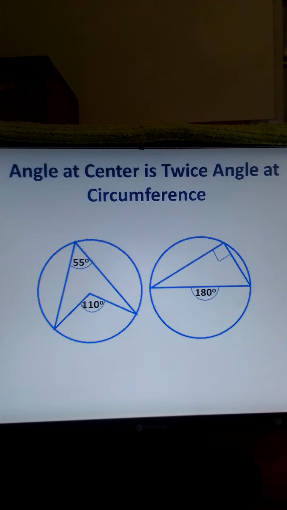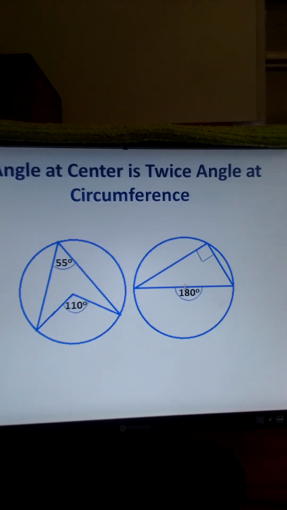Like in this diagram, we have this angle at the center, which is 110 degrees, and this angle at the circumference. So the angle at the center here is twice the angle at the circumference. Now these two angles are subtended by the same chord from here to here, and they lie in the same segment. So at the center, the angle formed is 2 times the angle formed at the circumference.